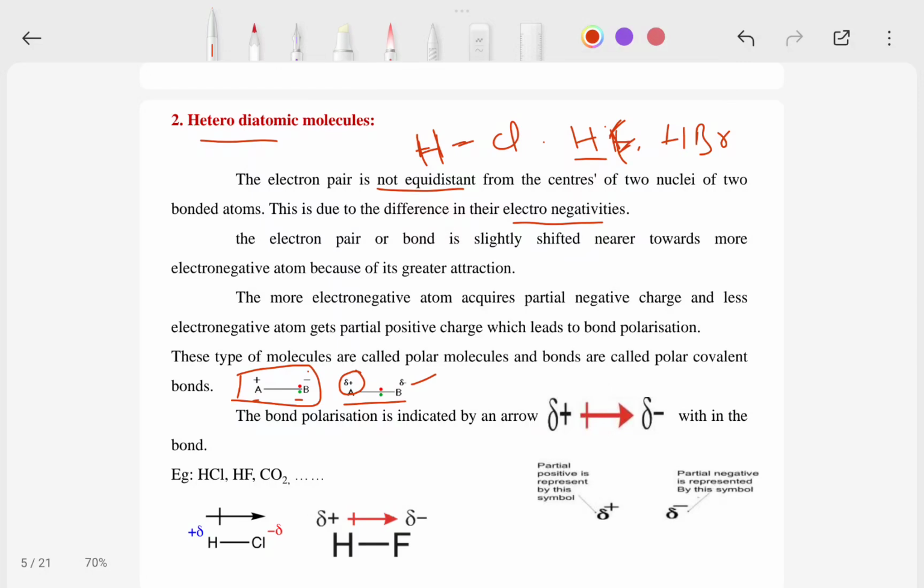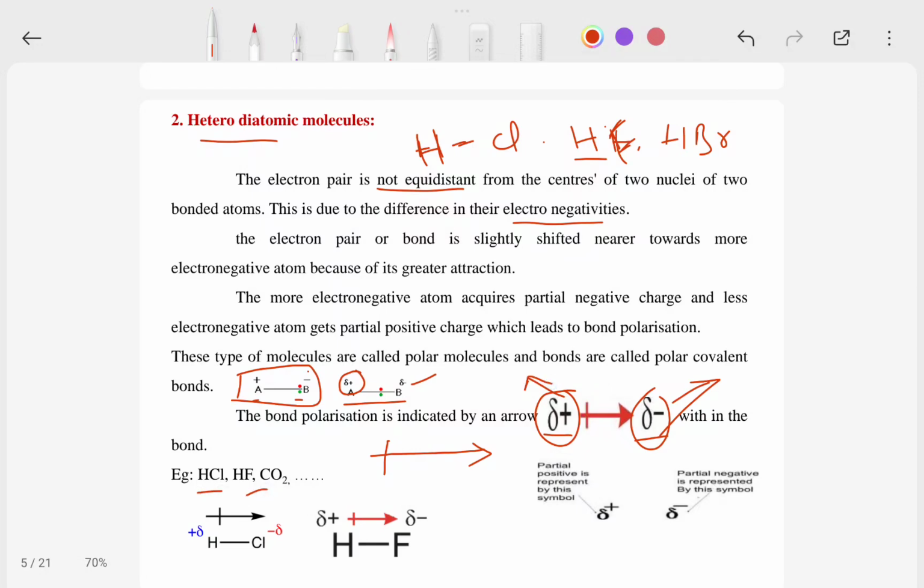This type of molecules are called polar molecules and bonds are called polar covalent bonds. Here the bond polarization is indicated by an arrow like this, by an arrow, from positive charge to negative charge. Here this is partial positive charge, this is partial negative charge. That means more electronegative atom and less electronegative atom. For example, HCl, HF, SiO2 like this.